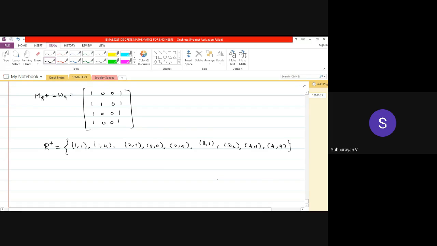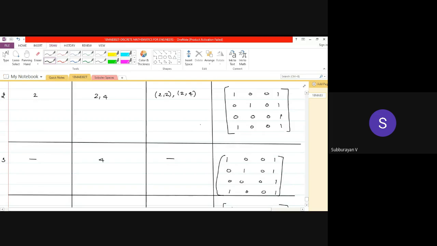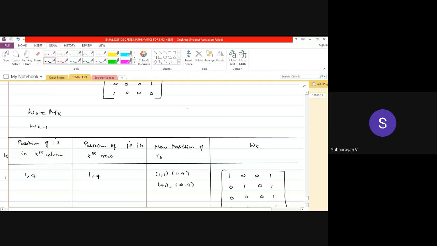Yesterday we discussed Warshall's algorithm to find the closure of a relation. Just revise that. Then we'll get into another topic, called function and the types of functions.